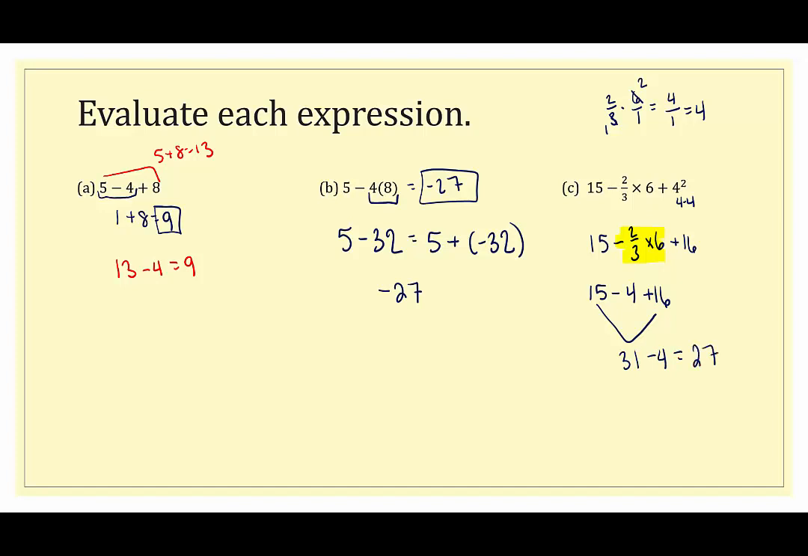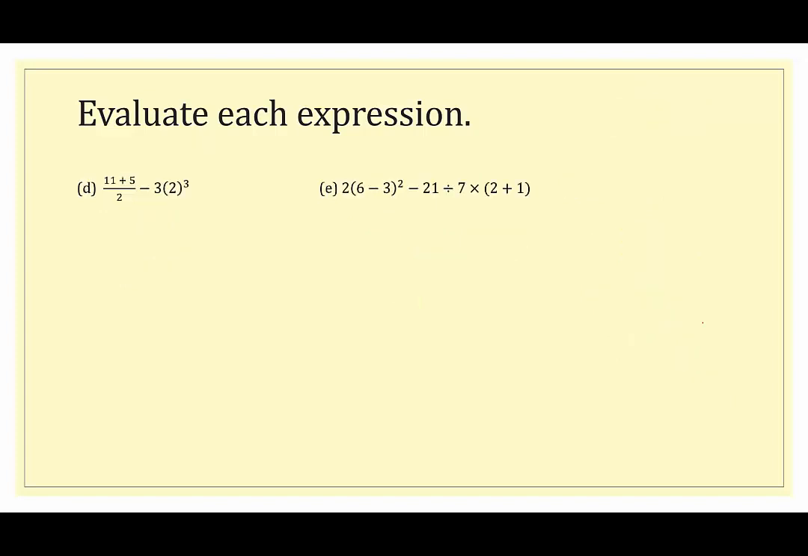If you're saying, no, we need to go from left to right. Okay, if we go from left to right, 15 minus 4 is 9, and 9 plus 16 is 27. So we can still get to the right answer, even if we kind of go a little bit out of order. That's because there are other properties of mathematics that tell me I'm allowed to do that. Pause the video again and see how you do with these last two examples.